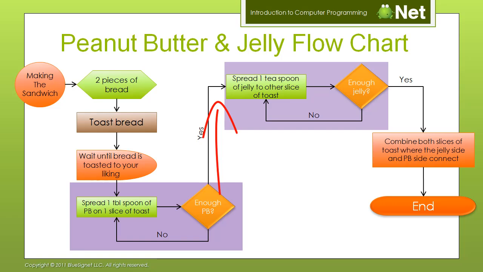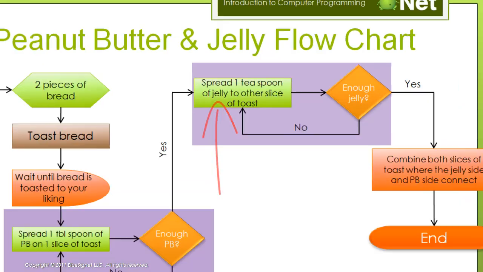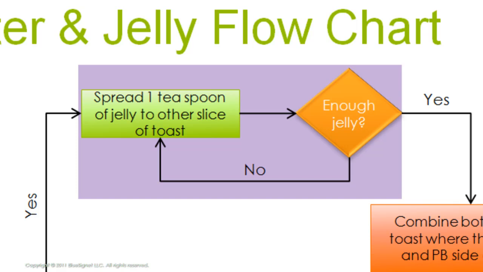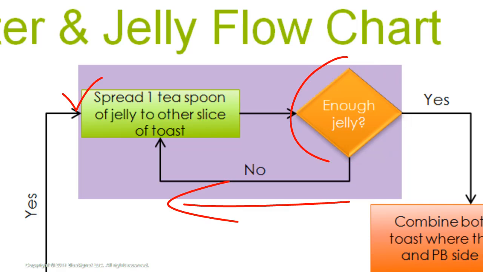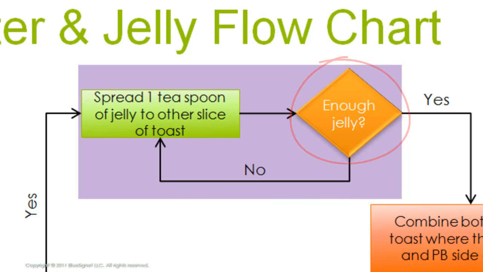So we go to the yes decision line. The yes decision line takes us to our next loop, which is also do while. So this is, we are guaranteed to spread at least 1 teaspoon of jelly on the other slice of toast. Then we ask ourselves, is this enough jelly? No. We spread another one. Is this enough jelly? Yeah, it's enough jelly. We don't need a whole lot of jelly.